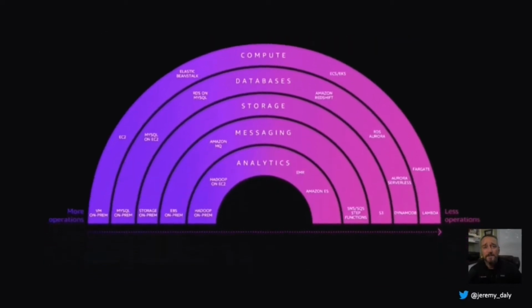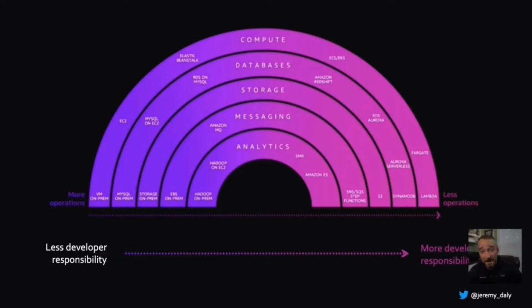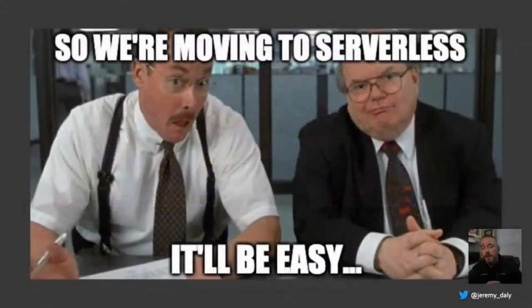But there's something kind of interesting that happens here, because it seems as though the more operations you have, the less responsibility there was on the developer. And now, as you get to less operations and you start using things like Fargate and Dynamo and S3 and these other services, while it's great because there's less operations, a lot of that responsibility now falls on the developer. I kind of call this the cloud know-how spectrum, where basically the less ops needed, the more the developer needs to actually understand the infrastructure. So a lot of companies say, hey, we're going to move to serverless, it's going to be easy.